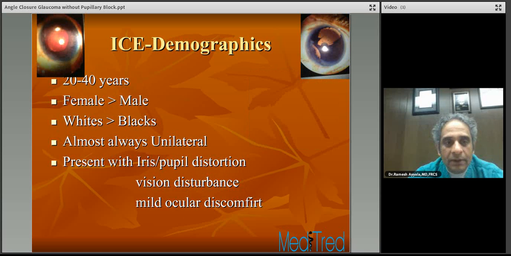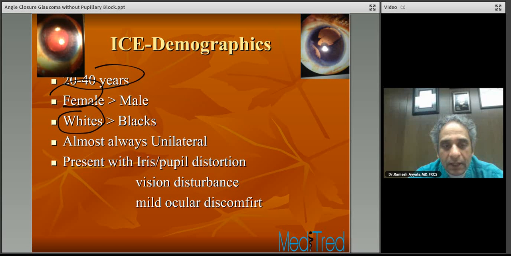So demographics for ICE syndrome: typically seen in 20 to 40-year-olds, more common in females, more common in the white population compared to the African American descent population, almost always unilateral, and it presents with iris or pupil distortion. This is the most common way that the patient, in my experience, notices that there's something wrong with their eye, and that leads to their presentation to the clinician. Vision disturbance because of corneal edema, mild ocular discomfort, maybe from elevated intraocular pressure.